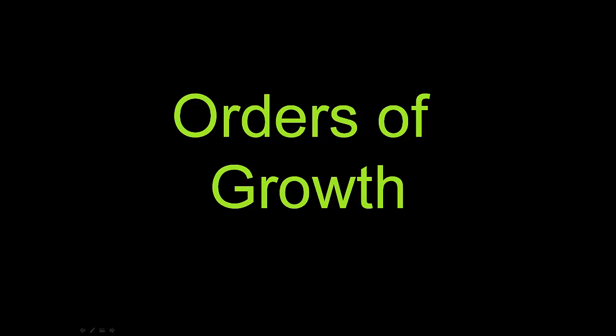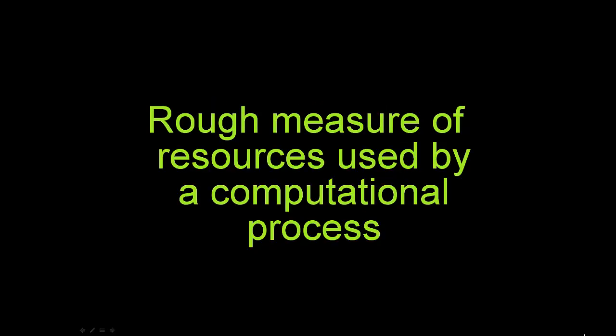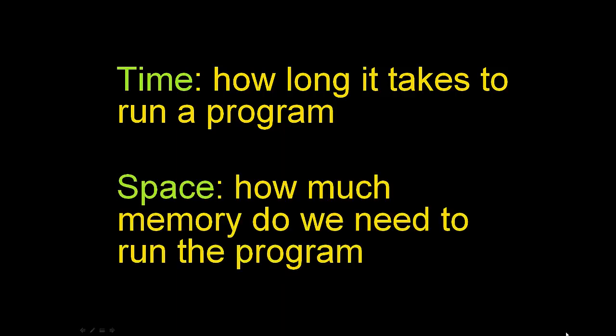In the last lecture, we mentioned that like physicists, we also care about time and space, right? In particular, we care about how long a program will take to run and how much memory we need to run the program. Okay, so the idea of order of growth is that we want to measure the resource that's used by a computation process. Essentially, the time is how long it takes to run a program, and the space is how much memory we need to run the program.